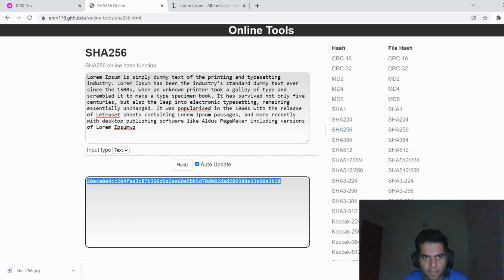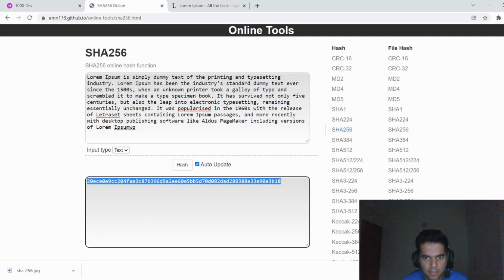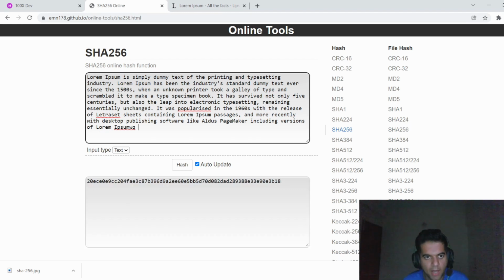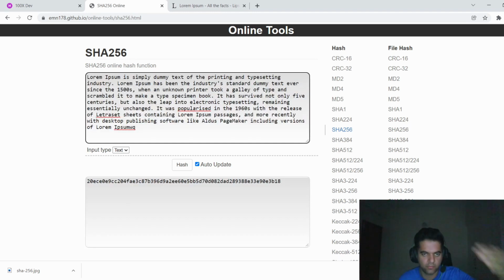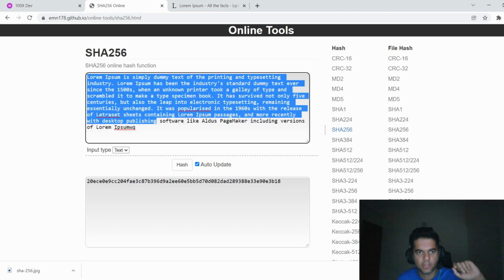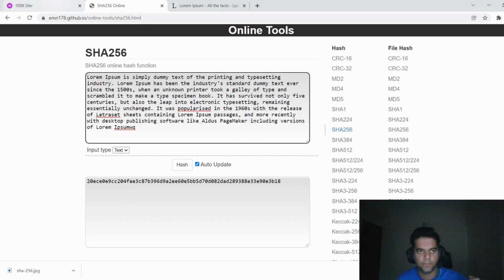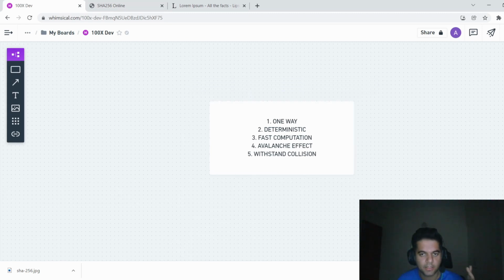One way, what does that mean? One way means that once you take the data and you create a hash, there is no way you can take the hash and go back to this data. There's just no way to do it. So that's why it's just one way, right? But all the other hashes, many more, are usually two way, right? You can take the hash and you can get some data out, like the RSA algorithm and all those. But with this SHA-256, you can't do that. It's impossible, basically.